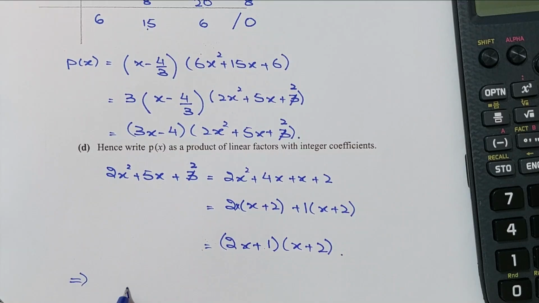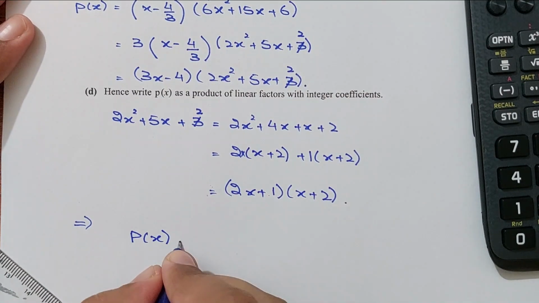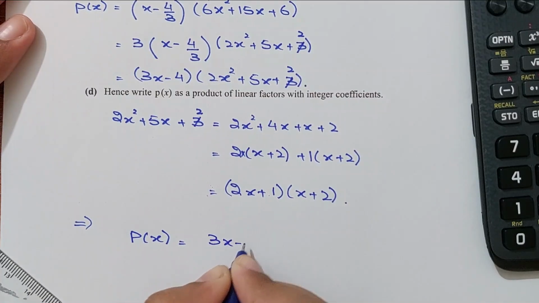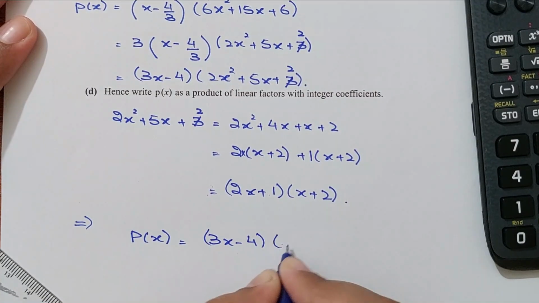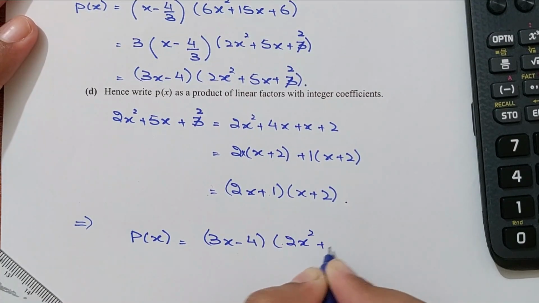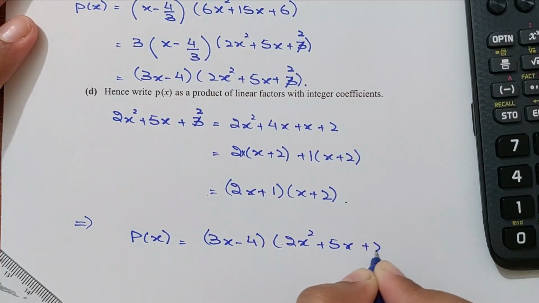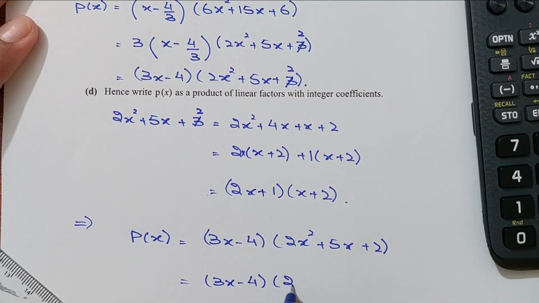Now we can write down p of x from part C. We have 3x minus 4 into 2x square plus 5x plus 2, and the factorization is this: 3x minus 4, 2x plus 1, and x plus 2, product of 3 linear factors.